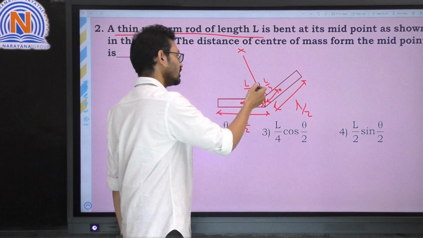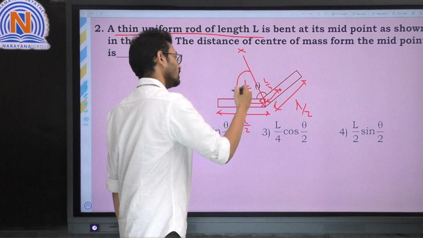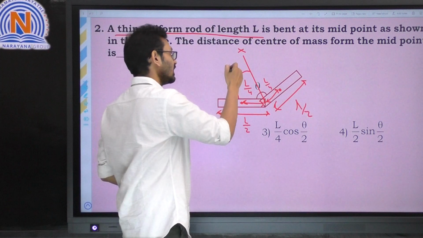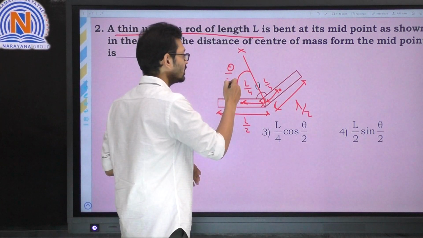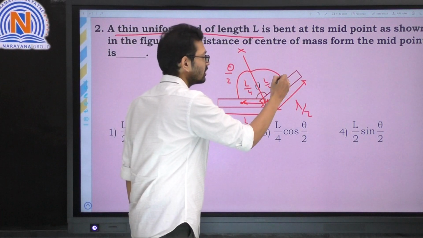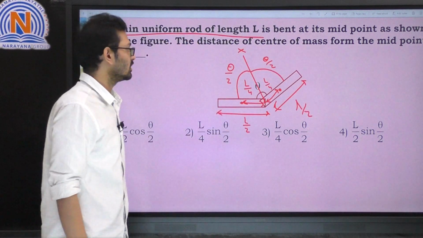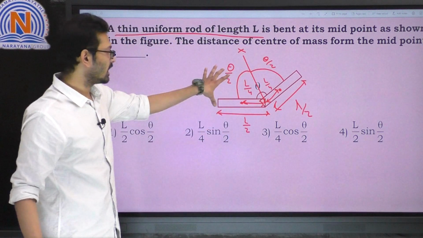The angle from here to here, from the horizontal to this side. Let us take that angle, because the angle is also getting halved, so it will be taken as theta by 2. And that side also, the angle is halved, so let us take this also as theta by 2. Theta by 2 plus theta by 2 is going to be theta. So you got theta by 2 as your angle over here.